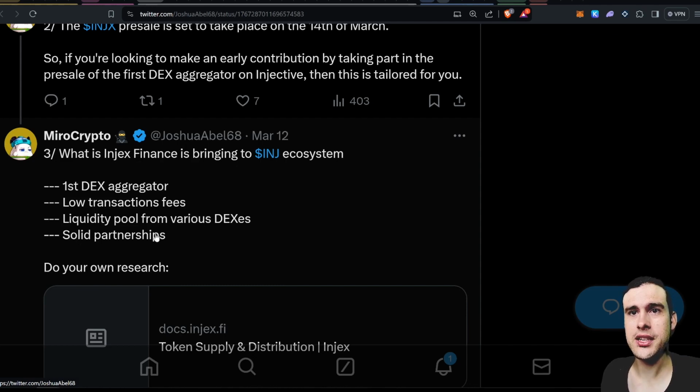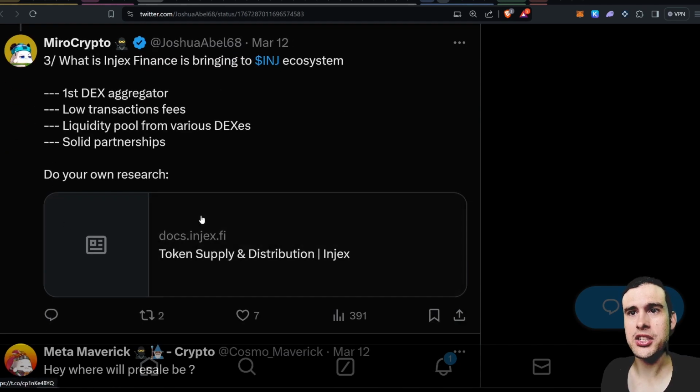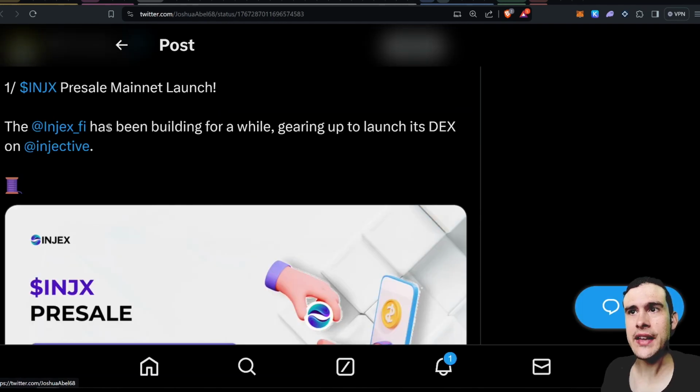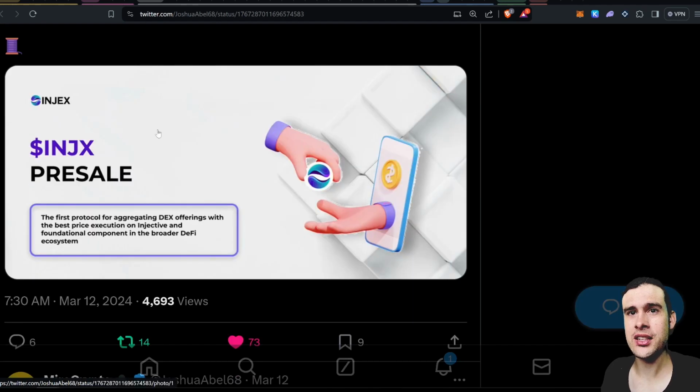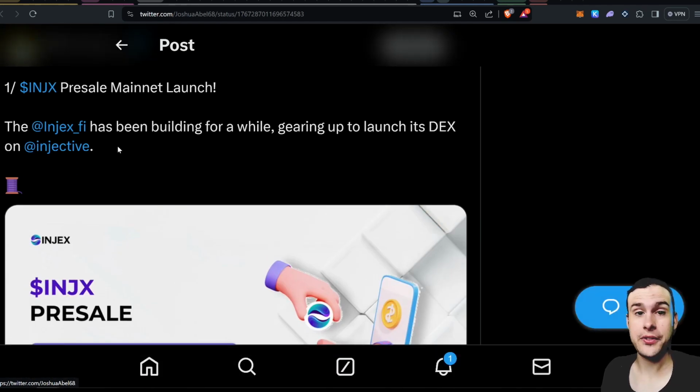So low transaction fees, liquidity pools for various DEXs, and solid partnerships. DYOR, obviously. They're already doing a token. It took Jupiter ages to do a token, so they're already jumping onto the token bandwagon. But anyway, this is definitely something to keep your eye on if you're bullish on aggregators, things like Jupiter Exchange on the Injective ecosystem.